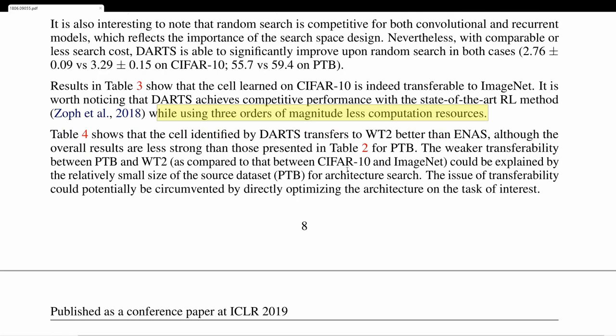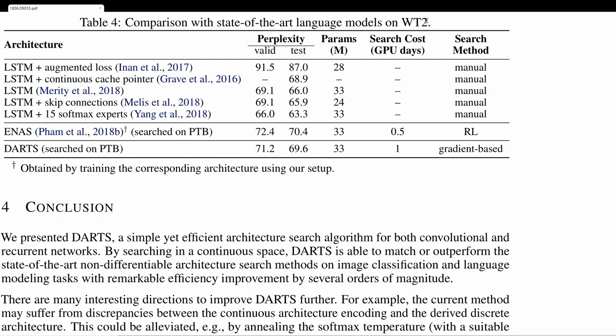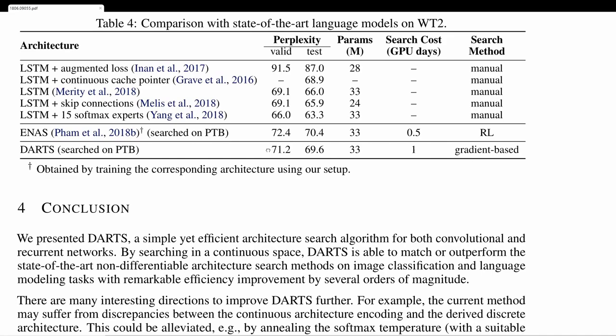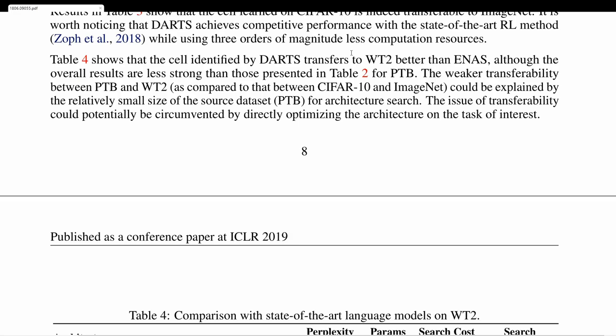Table 4 shows that the cells identified by DARTS transfer to WT2 better than ENAS, although the overall results are less strong than presented in Table 2 for PTB. Let's go to Table 4, comparison with state-of-the-art language models on WT2. So DARTS has a perplexity of 71.2. It's a little bit higher, but this is less strong than those presented in Table 2 for PTB.